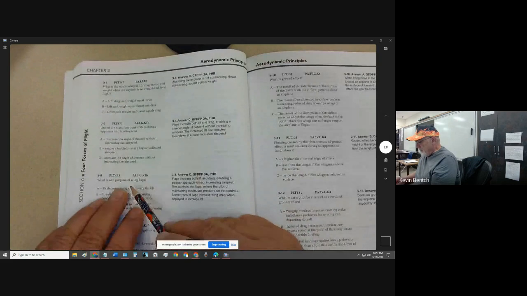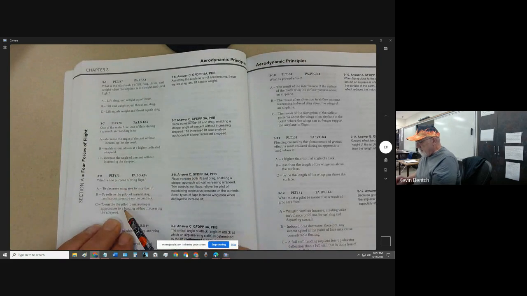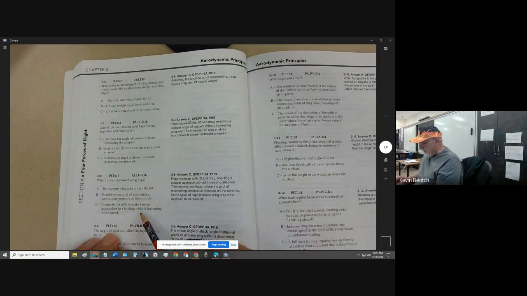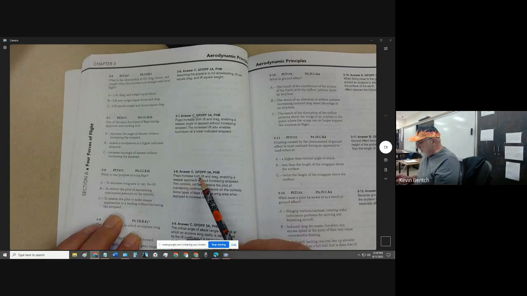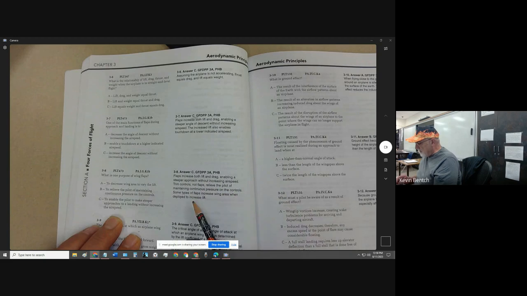Number 3-8, what is one purpose of wing flaps? Answer C, to enable the pilot to make steeper approaches to landing without increasing airspeed. 3-9, well, that's what this is. Flaps increase both lift and drag, enabling a steeper approach without increasing airspeed. Trim controls, not flaps, relieve the pilot of maintaining continuous pressure on the controls. Some types of flaps increase wing area when deployed to increase lift.